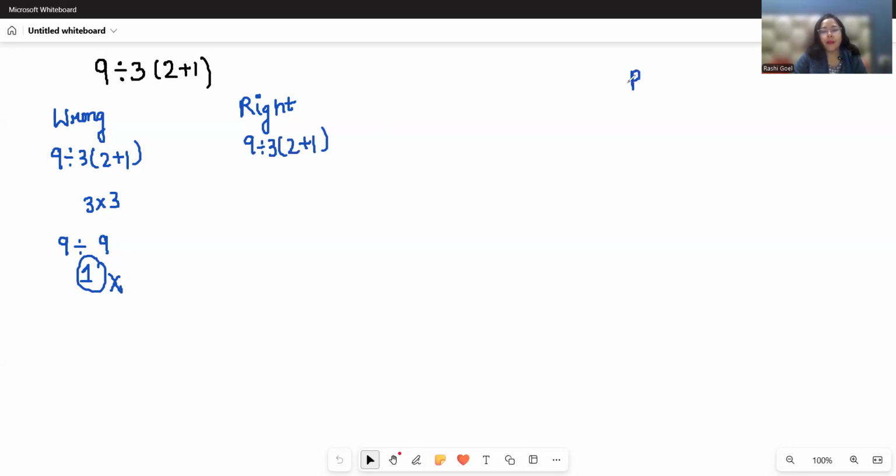You have to follow the PEMDAS rule, which is also known as the BODMAS rule. Comment down below what you call it in your country.